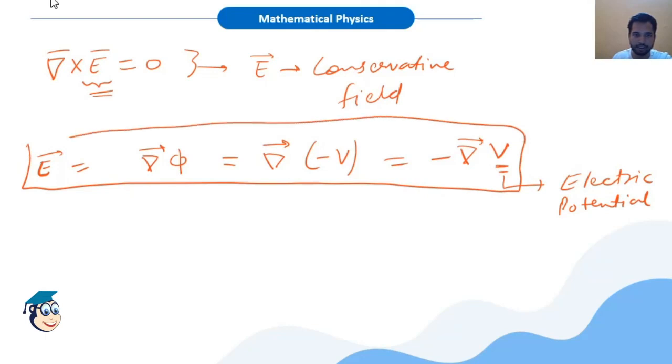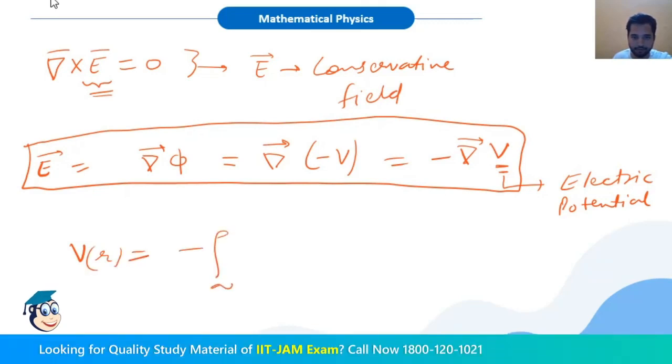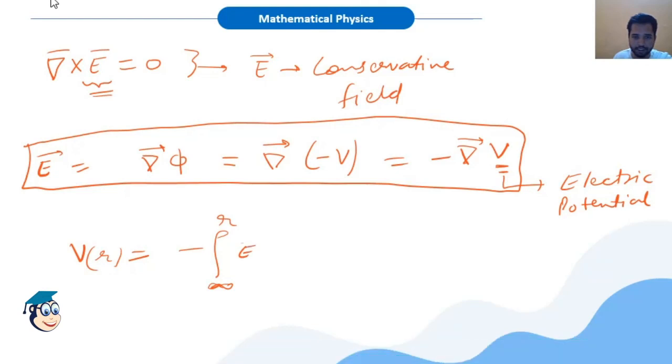You can write it in integral form to calculate V. So V at R would be equal to minus integral from infinity to R of E dot dl. Okay, this is how we define potential at some position R. Why infinity? Because by assumption we take V at infinity equal to 0. That's why I have taken the integral from infinity to some R, because infinity is taken as reference, and at reference our potential is assumed to be 0.